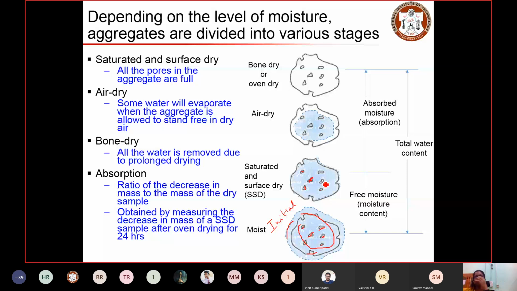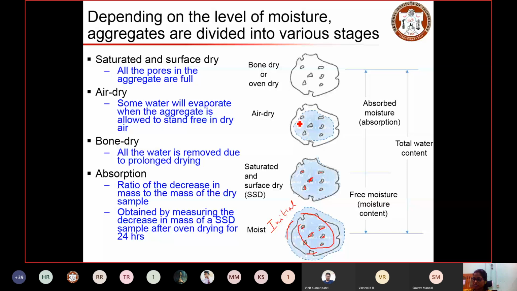Fine. And when these aggregates are exposed to environmental conditions, it is the natural tendency that water evaporates from the material. So you can see there is some moisture loss, and there are certain pores that will be filled, but some portions will not be filled or are not wet. So some water will evaporate when the aggregate is allowed to stand free. So that was this condition.